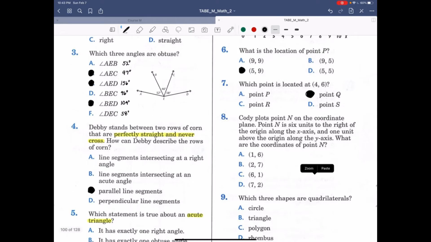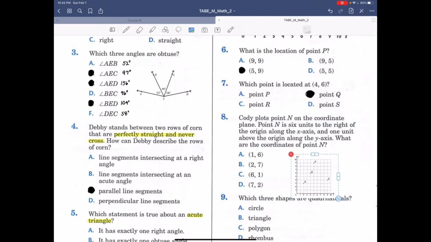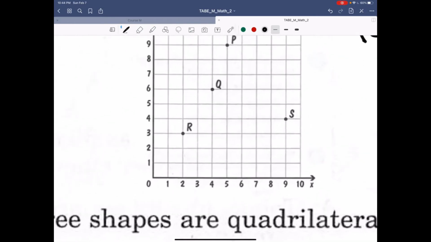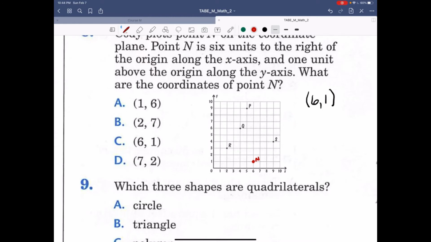Number 8. Cody plots point N on this coordinate plane. Point N is 6 units to the right of the origin along the x-axis. So that's 6. And 1 unit above the origin on the y-axis. What are the coordinates of point N? So let me show you. It would be over 6 and up 1. So it would be right there at 6, 1. And that is option C.